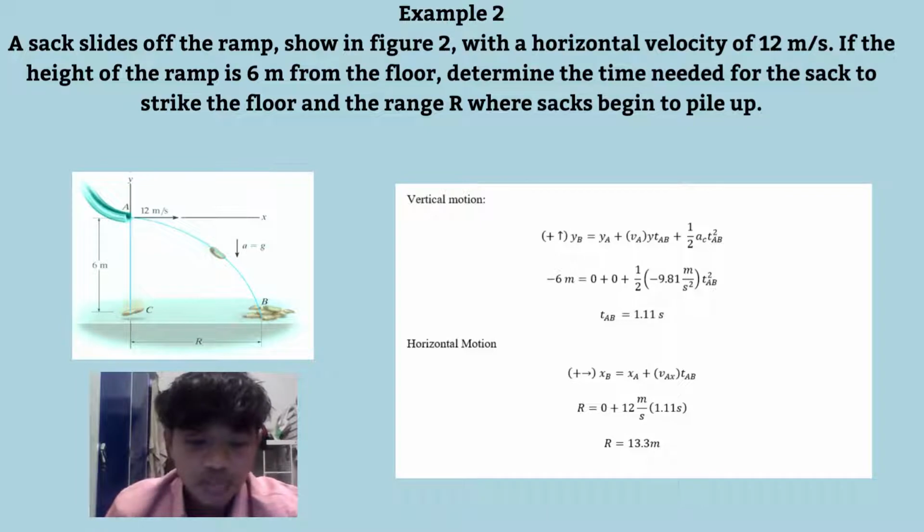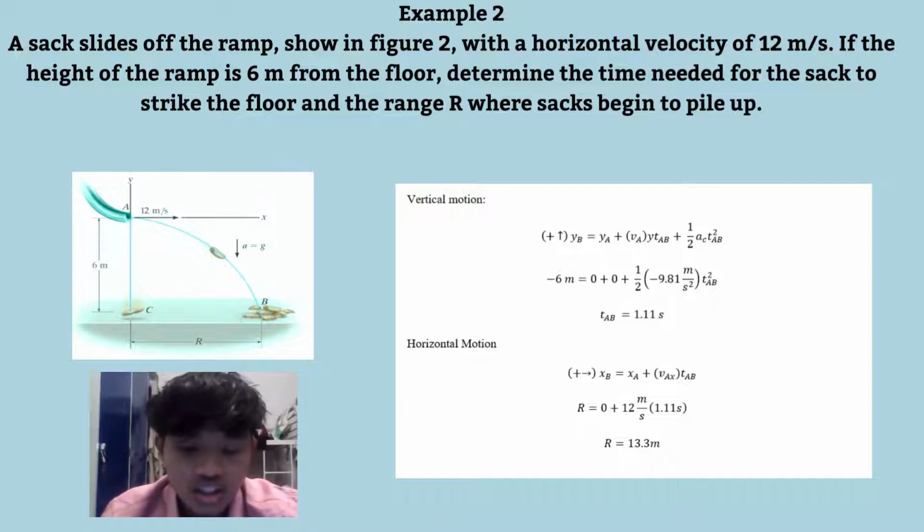Now I will continue our presentation with example 2. A sack slides down the ramp shown in figure 2 with a horizontal velocity of 12 meters per second. If the height of the ramp is 6 meters from the floor, determine the time needed for the sack to strike the floor and the range R where the sack begins to pile up.